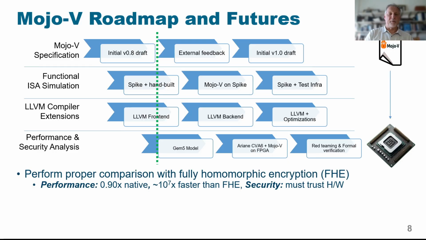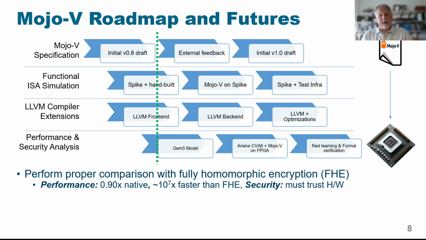Looking ahead, we want to do a good comparison of this technology with fully homomorphic encryption. If you're familiar with fully homomorphic encryption, it's basically a way to manipulate ciphertext so that you can compute directly on encrypted data. The trade-off is as follows. Fully homomorphic encryption is a math-based privacy technology, and Mojo-V is a microarchitectural-based privacy technology.